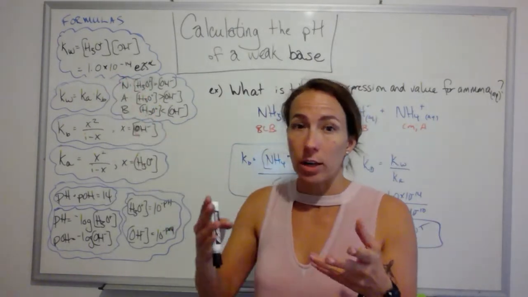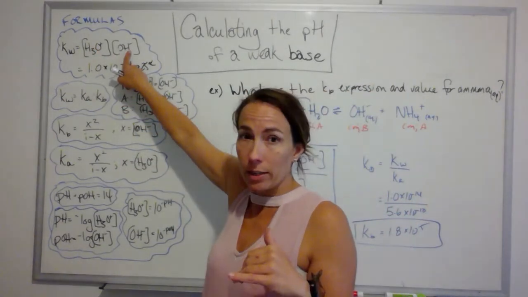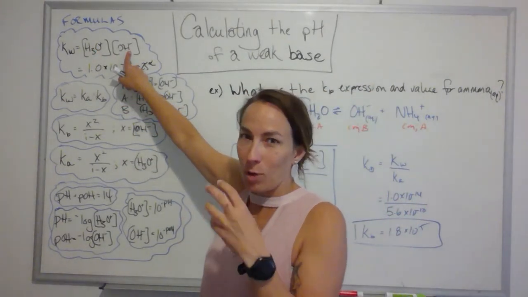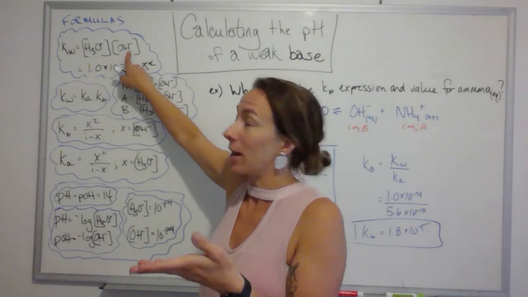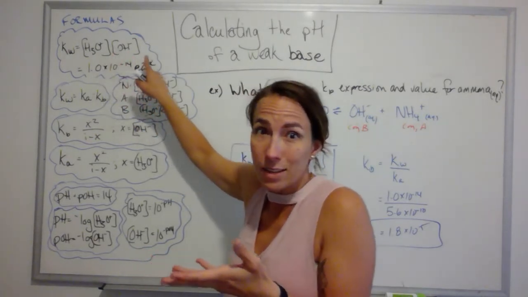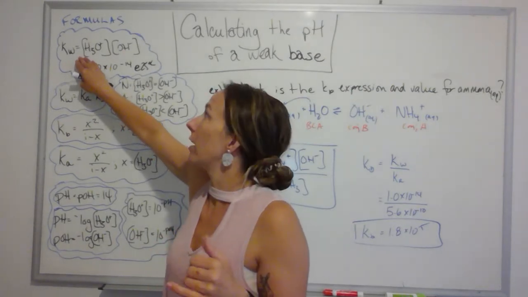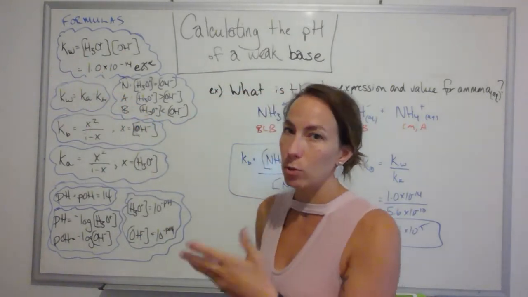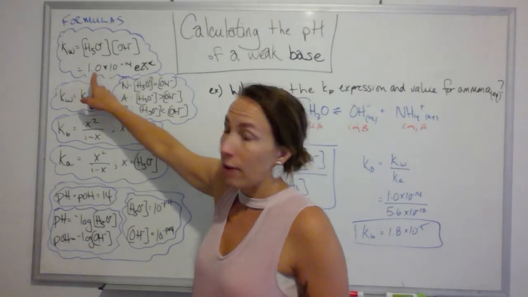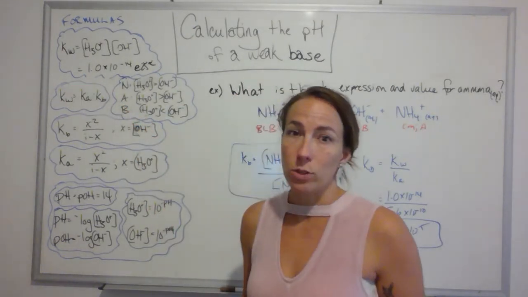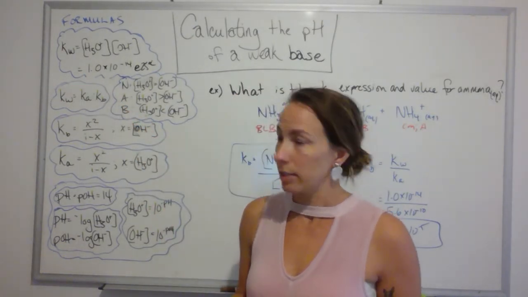And so the products of that, the H plus and the OH minus, multiply together, products over reactants, the reactants being water, so over 1, because I don't include water. So I get this special kind of K constant, called Kw. So Kw are those products, and they have a value of 1 times 10 to the power of negative 14 at 25 degrees Celsius.